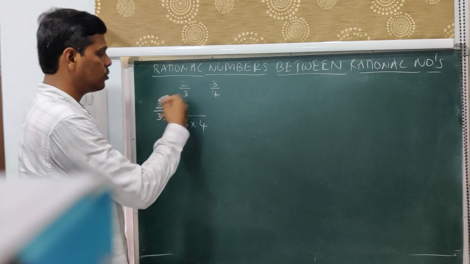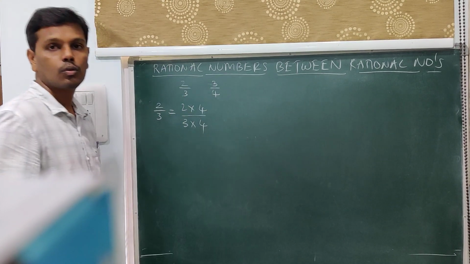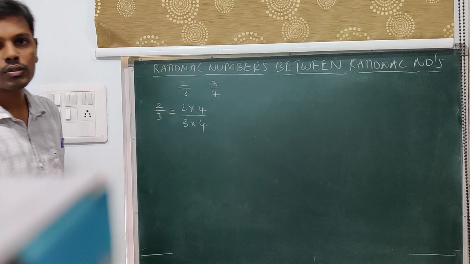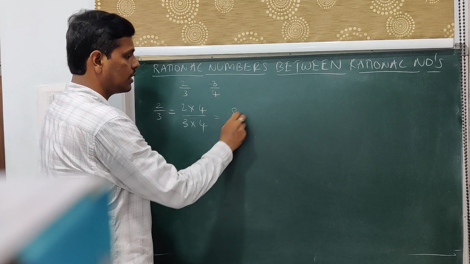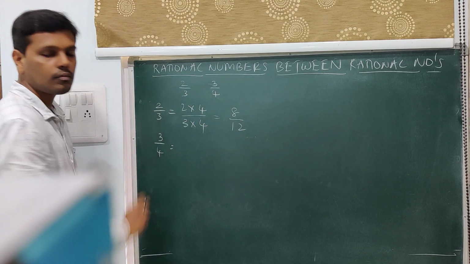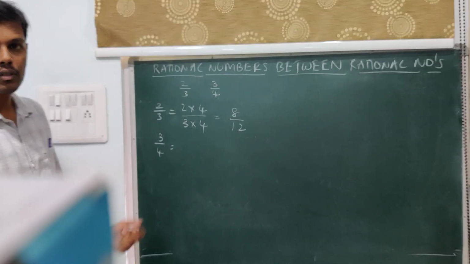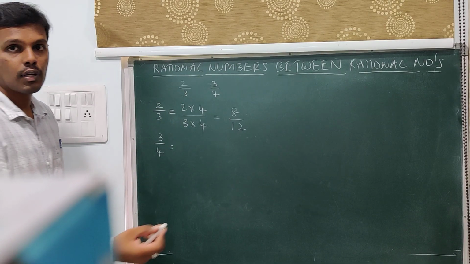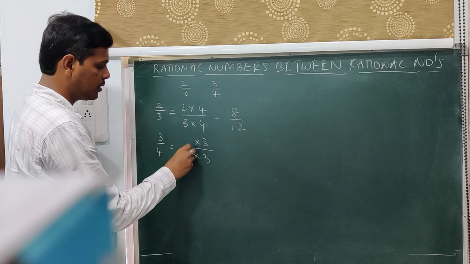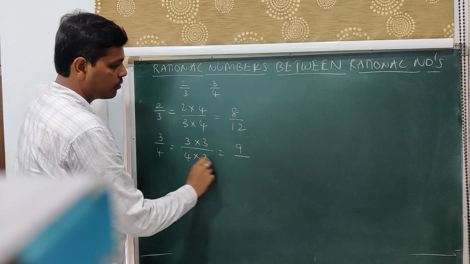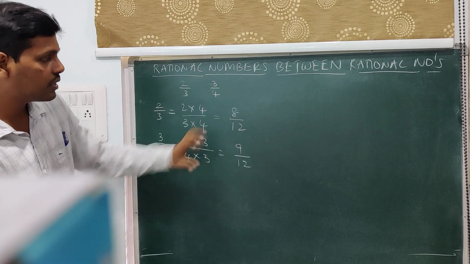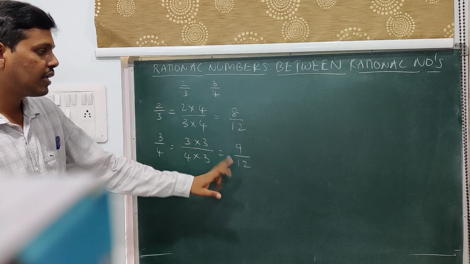Now do that. 3 into 4, and do the same to the numerator: 2 into 4. Whatever you are multiplying to the denominator, multiply the same number to the numerator. Now you have 8 by 12. Now pick out 3 by 4. Again, we need the LCM number. So what should be multiplied to 4 to get 12? That is what you think of. 4 3s are 12, so multiply the same number to the numerator. 3 3s are 9, 4 3s are 12. Now the given rational numbers have been converted into like fractions: 8 by 12, 9 by 12.